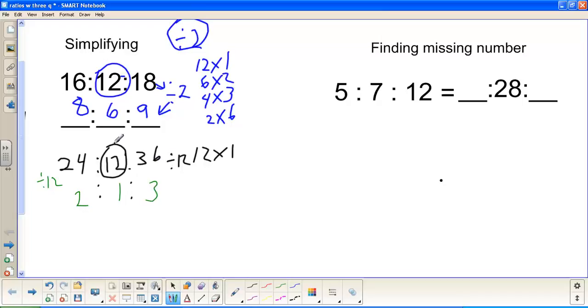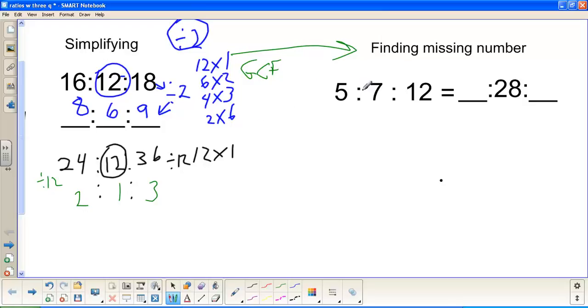Awesome. So to simplify ratios with 3 numbers, you have to make sure that you find a factor that goes into all 3 and make sure it goes down to its simplest form. The easiest way to do that is to find the greatest common factor. Nice job. The second thing we're going to be learning about today is finding the missing number.